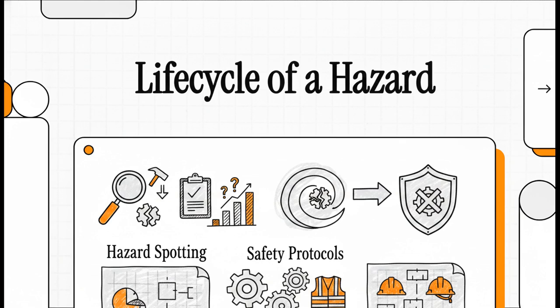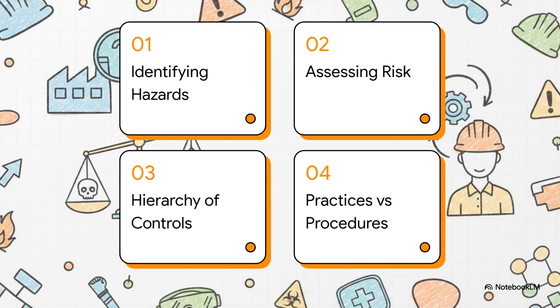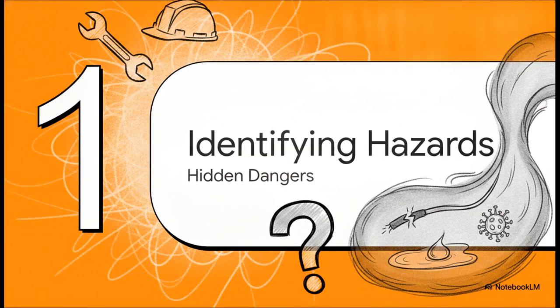We're going to map out the entire journey of a threat, literally from the exact second it pops up to the precise steps you need to wipe it out entirely. Here is how we're breaking it all down today. 1. Identifying hidden hazards. 2. How to assess risk. 3. The hierarchy of controls. And 4. Safe practices versus procedures.